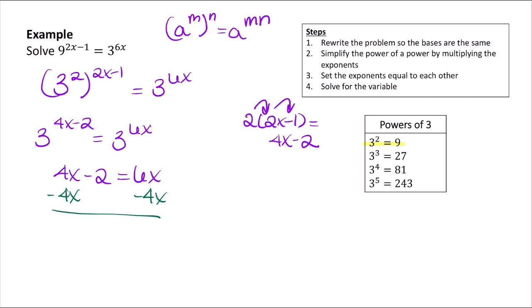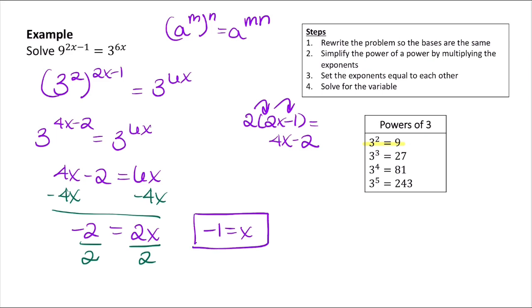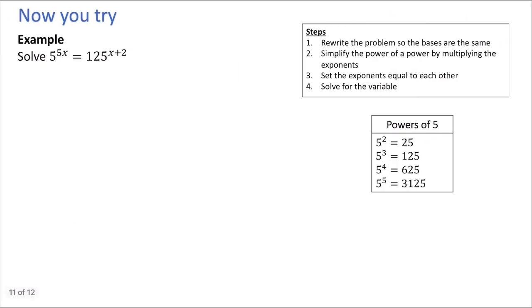That gives me negative 2 equals 6x minus 4x, which is 2x. Now we need to get x by itself. In order to do that, I'm going to divide both sides by 2. When I divide both sides by 2, I get negative 1 equals x, and that is the solution. Now you can go ahead and pause the video and try doing this example on your own.